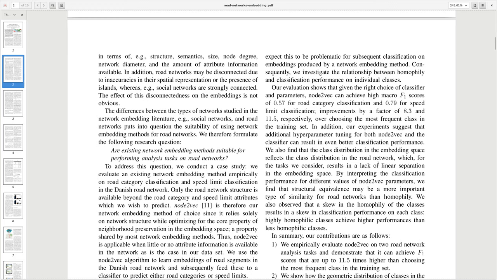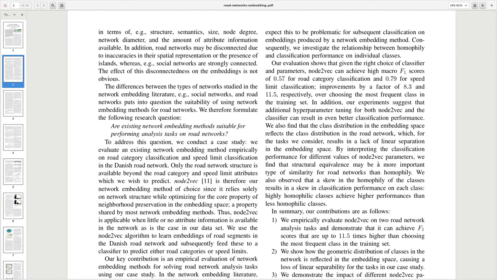Our evaluation shows that the right choice of classifier and parameters of node2vec can achieve high macro F1 scores of 0.57 for road category classification and 0.79 for speed limit classification. These are improvements by a factor of 8.3 and 11.5 respectively over choosing the most frequent class in the training set.